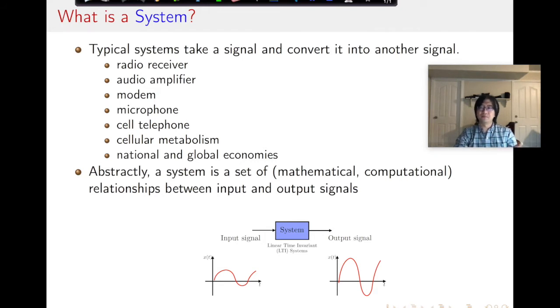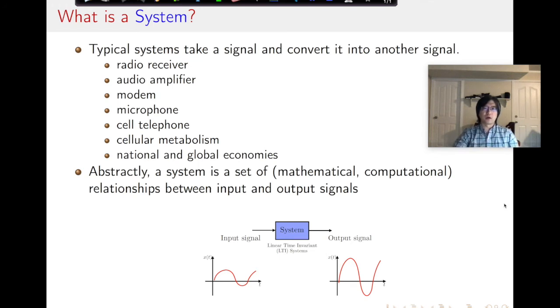Basically, a signal is some physical medium that carries information that can be measured. Okay, so now let's talk about a system. So what is a system? A typical system basically takes a signal and converts it to another signal. Or, as we said before, the system can be understood as a manipulation of the input signal. It could be just the magnification of the input signal.